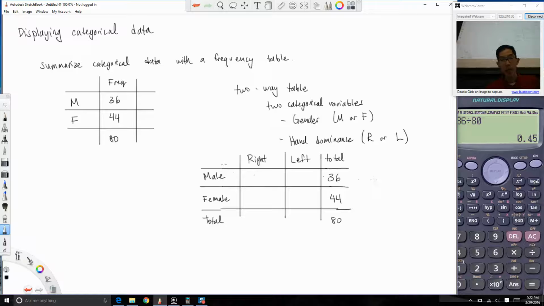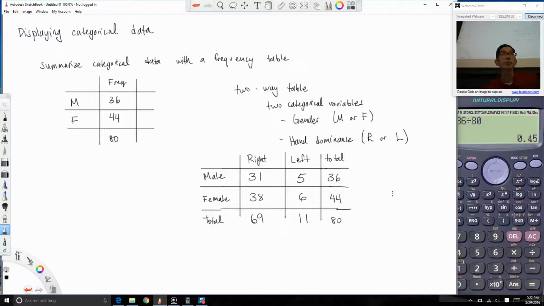Now I'm just going to make up a number. We'll say 5 left-handed males. So that means how many are right-handed males? 31. I'll make up another number here and we'll say 6. So that means how many go here? 38, good. And so here we will have 69 and 11.